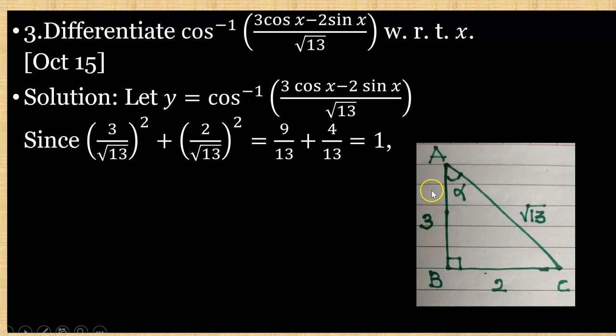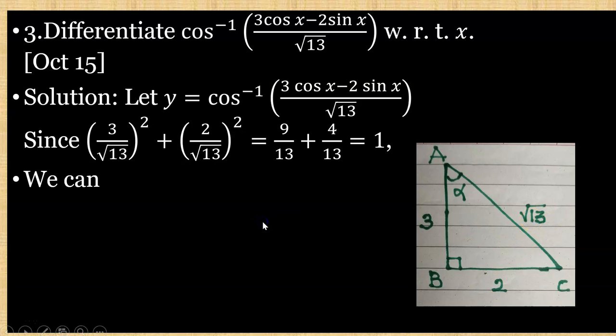Okay, now see this here, the triangle ABC. At the angle A, we have taken this as alpha. The sides of this right angle triangle: AB is 3, BC is 2, and the hypotenuse is root of 13. We define here cos alpha, adjacent side upon hypotenuse, 3 upon root 13, and sin alpha, opposite side upon hypotenuse, 2 upon root 13.